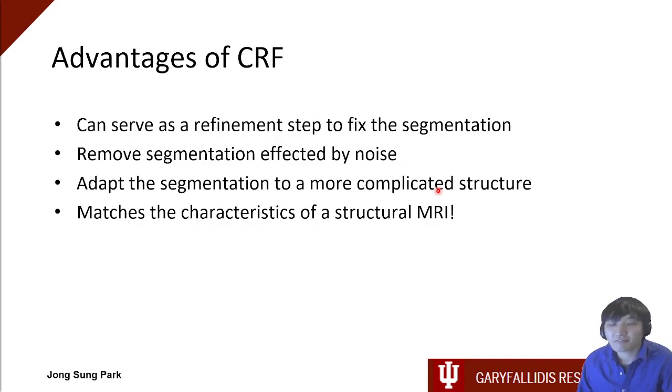So the advantage of using CRF is that it can serve as a refinement step to fix the segmentation. It uses this neighboring information to say, oh yeah, maybe the prediction of this label that you have from your previous method might be wrong. It also removes segmentation affected by noise that could be in the T1 modality, structural MRI, and it adapts the segmentation to a more complicated structure, which is also important when we're doing structural MRI and brain imaging.